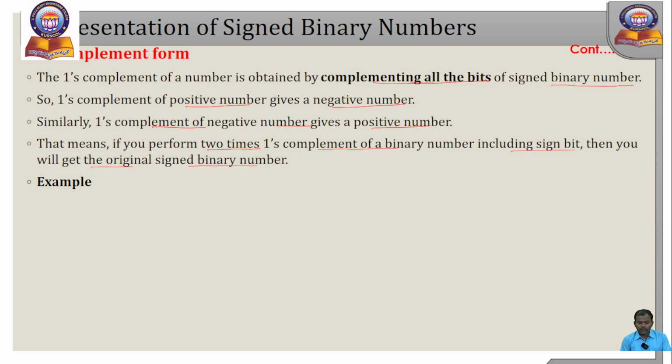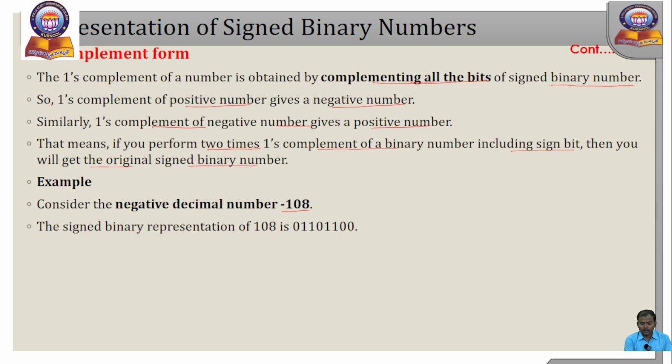Then how can you represent the signed binary number in ones complement form? Consider the negative number minus 108 and its binary representation. This is the sign bit, and all these are the magnitude. For plus 108, the sign bit is 0 and the magnitude is 1101100. So I can first obtain the ones complement by complementing all the bits.